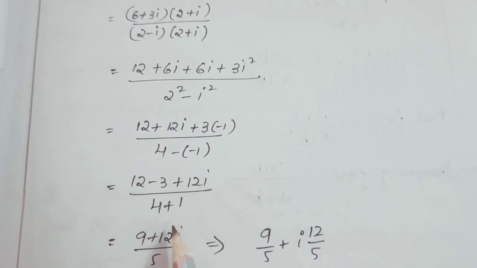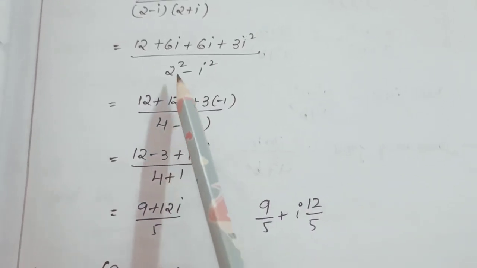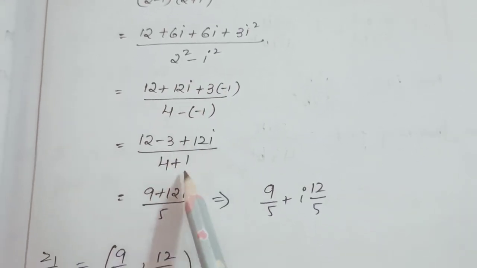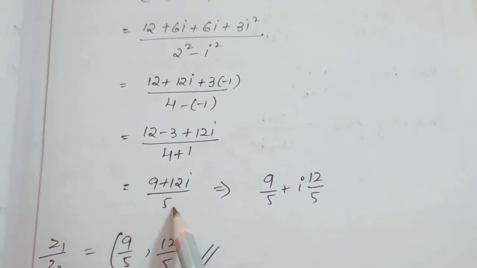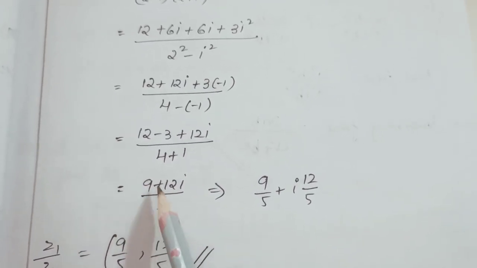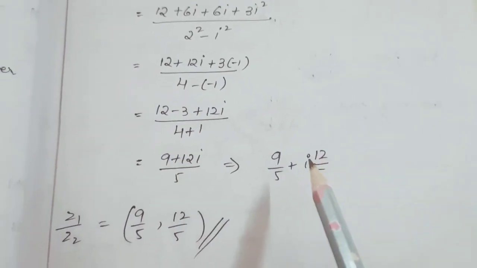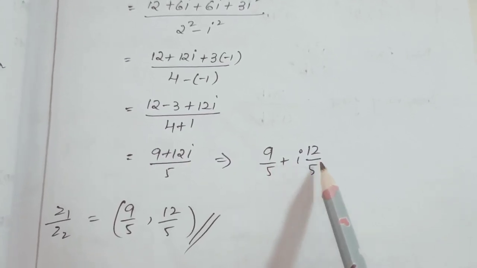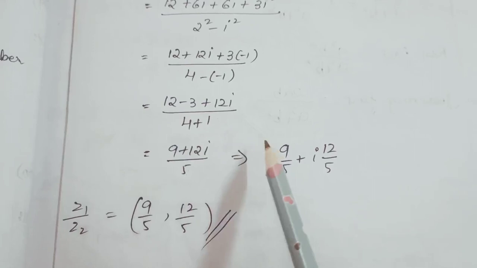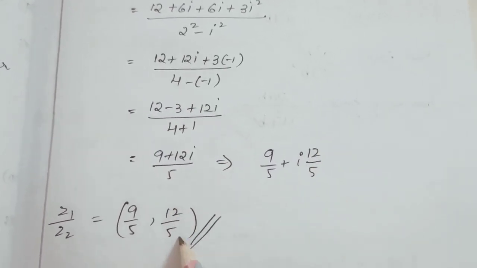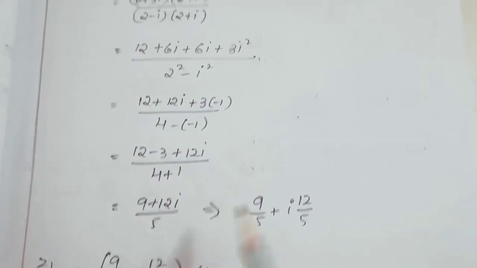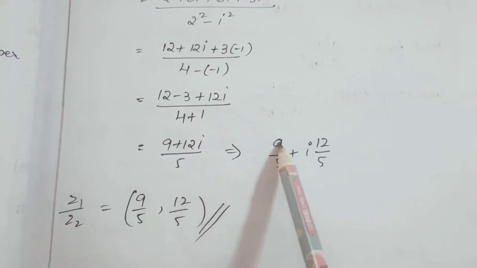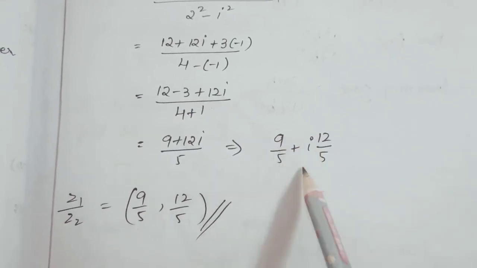12 minus 3 is nothing but 9, plus 12i, by 2 square is 4, minus i square value is minus 1, minus into minus is plus 1, that is 5. Now we will give the denominator separately: 9 by 5 plus 12i by 5. Okay, it is in the form of a complex number, a plus ib. So z1 by z2 is 9 by 5 comma 12 by 5. Again we are writing in point form as our question was in points, so the answer will also be in point form. This is 9 by 5 comma 12 by 5.